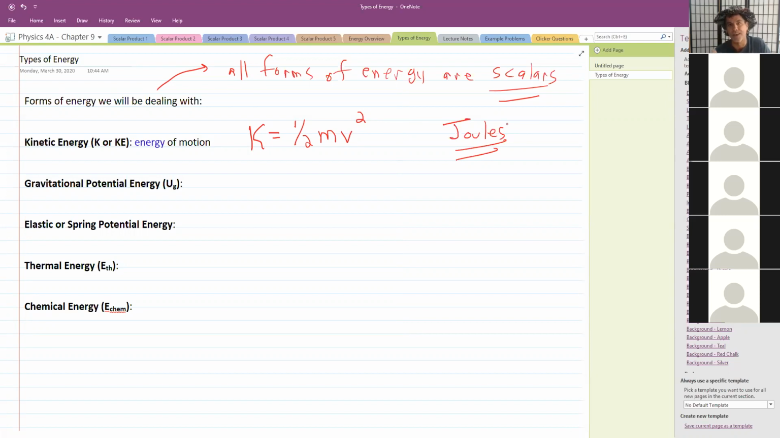Why is that the equation? I will derive the equation for kinetic energy on Thursday's lecture, but it just comes out of Newton's second law. Sum of the forces equals ma.